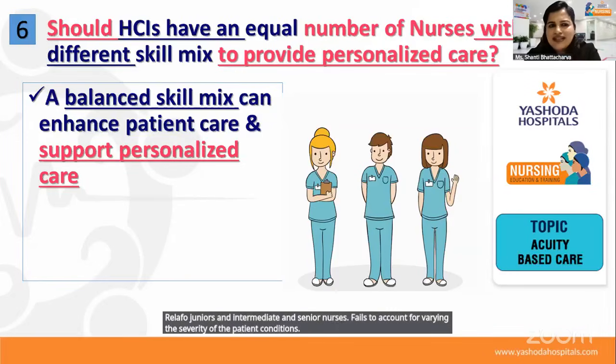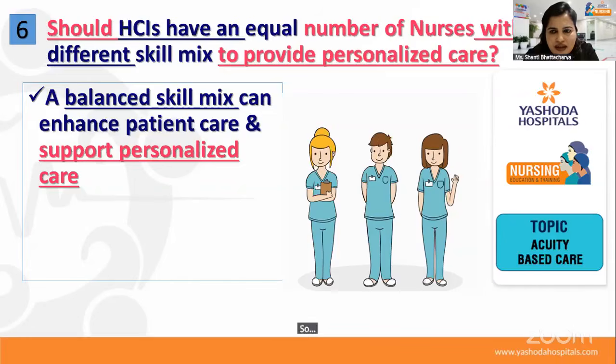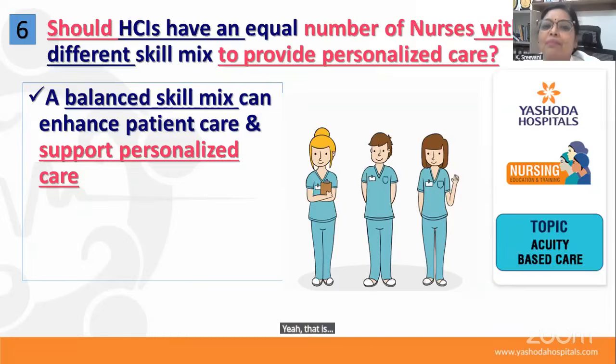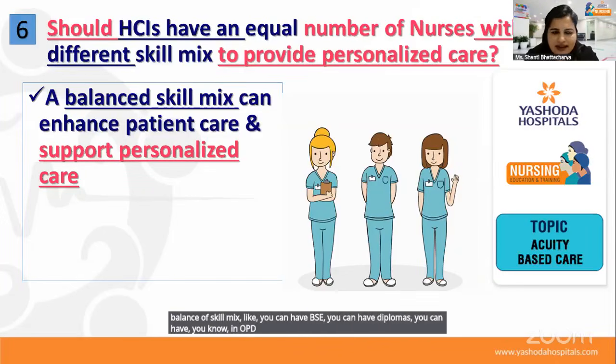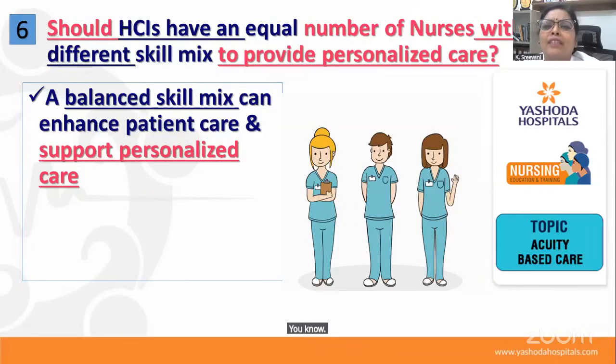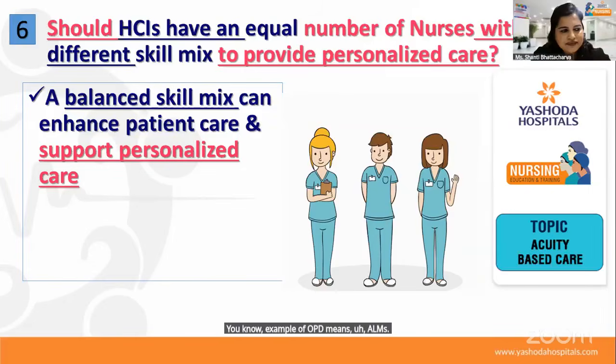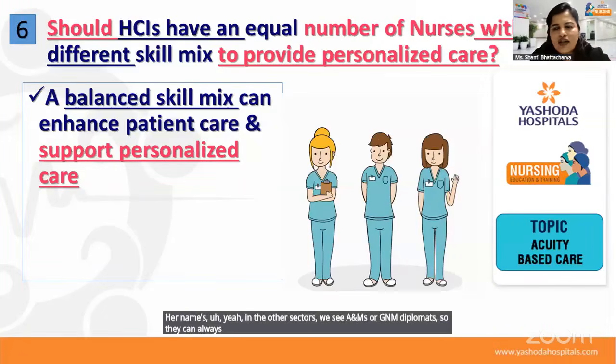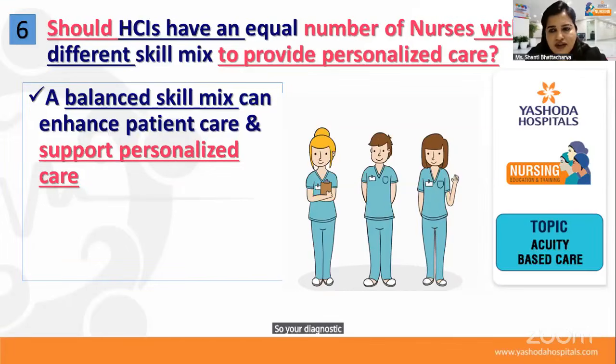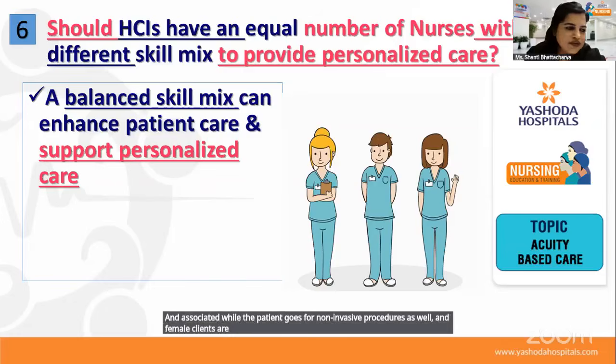So balancing the skill mix, you mean to say you should always have a balanced skill mix. You can have BSc nurses, you can have diploma nurses. In OPD areas, for example, ANMs according to the skill. In the other sectors, we see ANMs or GNM diploma holders can always take care. Diagnostic areas are also very crucial, where we need nurses who can communicate and assist while the patient goes for non-invasive procedures as well. And female clients are again very important and crucial for us.